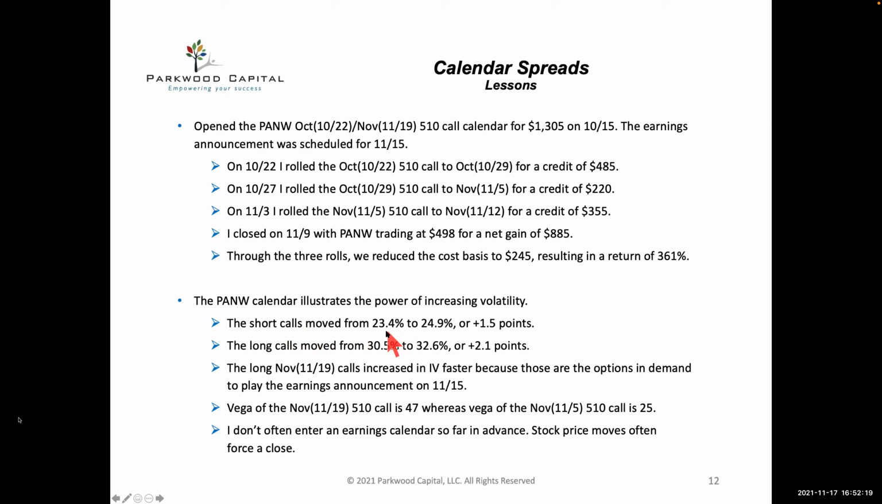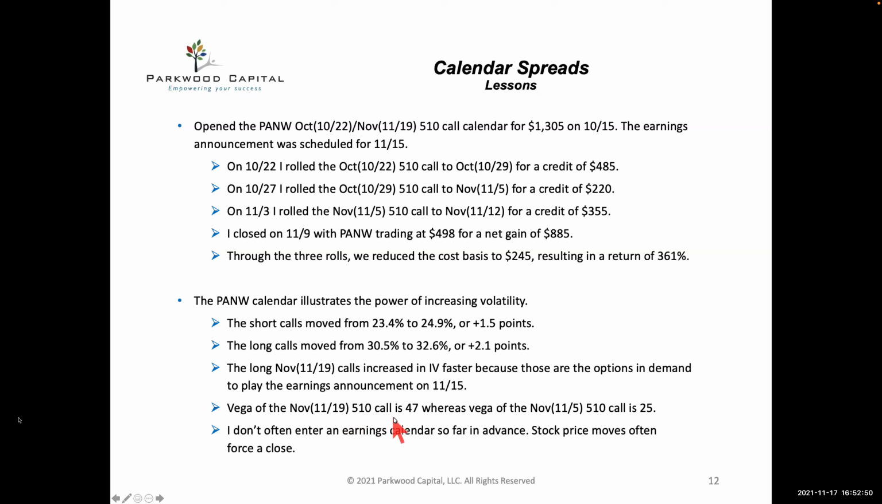The short calls went up from 23.4 to 24.9%. So it went up 1.5 points. The long calls moved up 2.1 points. Now that's somewhat unusual. Normally you expect your long calls to just kind of keep up in terms of the point rise, and you depend on the larger vega to give you the profit of that longer call. But in this case, they traded up faster and there was more demand for those options. And so it really ran.